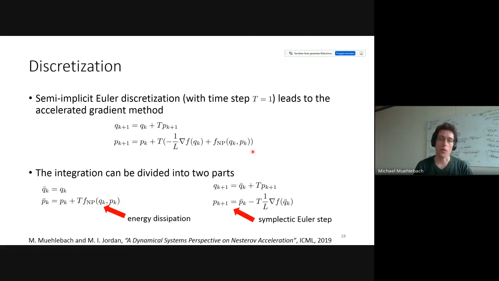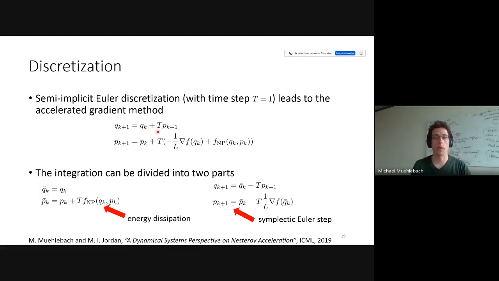Now let's look at the discretization. As I explained, if you start with the differential equation and you apply the semi-implicit Euler discretization with a time step of 1, you obtain the original scheme. And how does this discretization work? What you're doing here is essentially a simple Euler update on the momentum coordinate, and then you're using the newly computed momentum for the position update. And this will be very important.